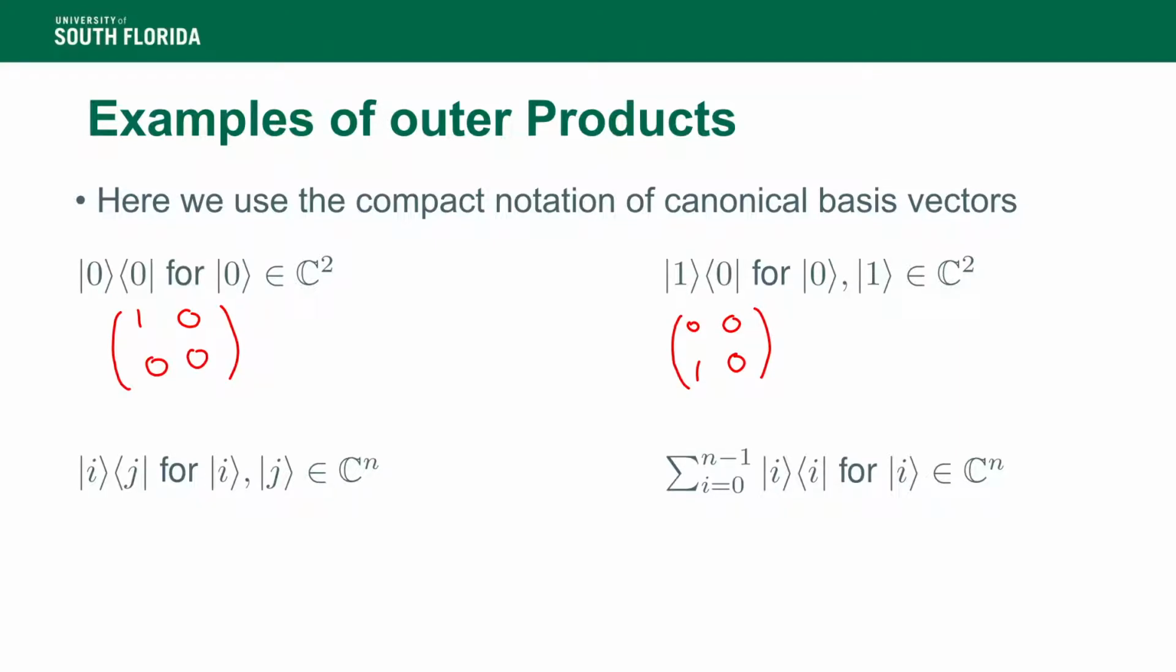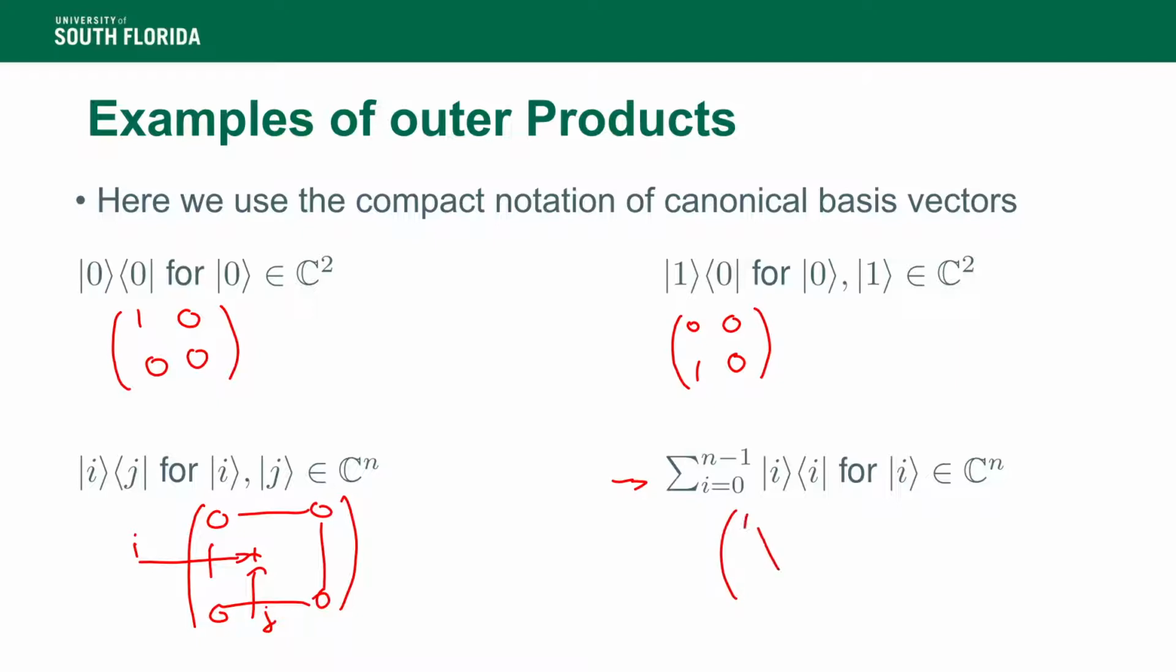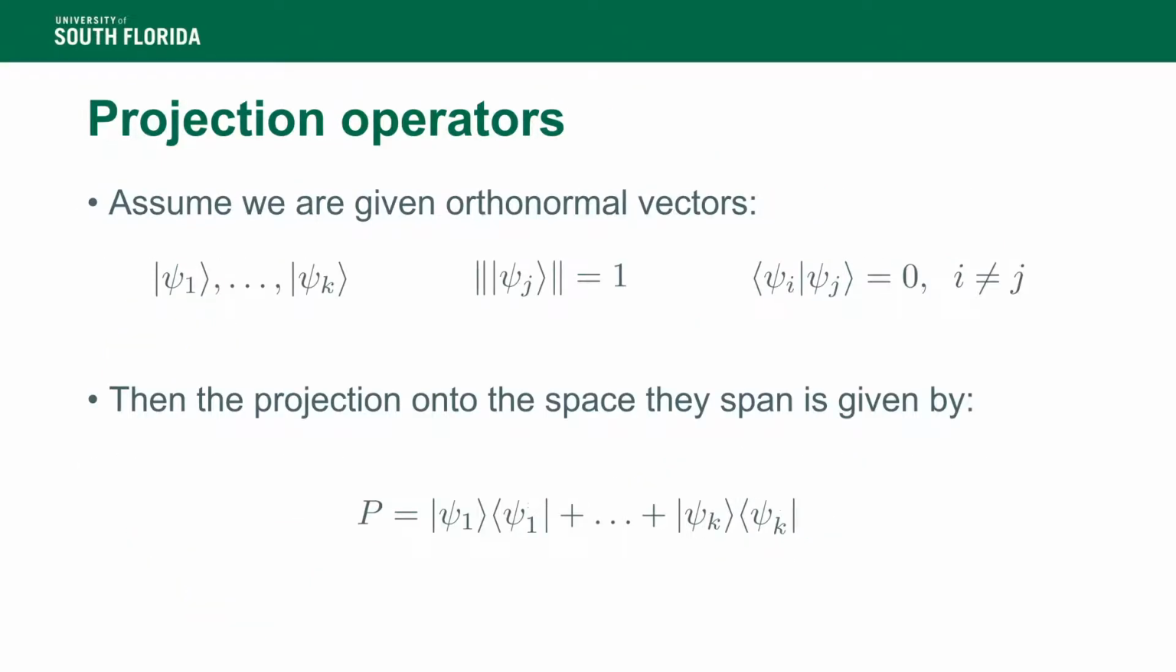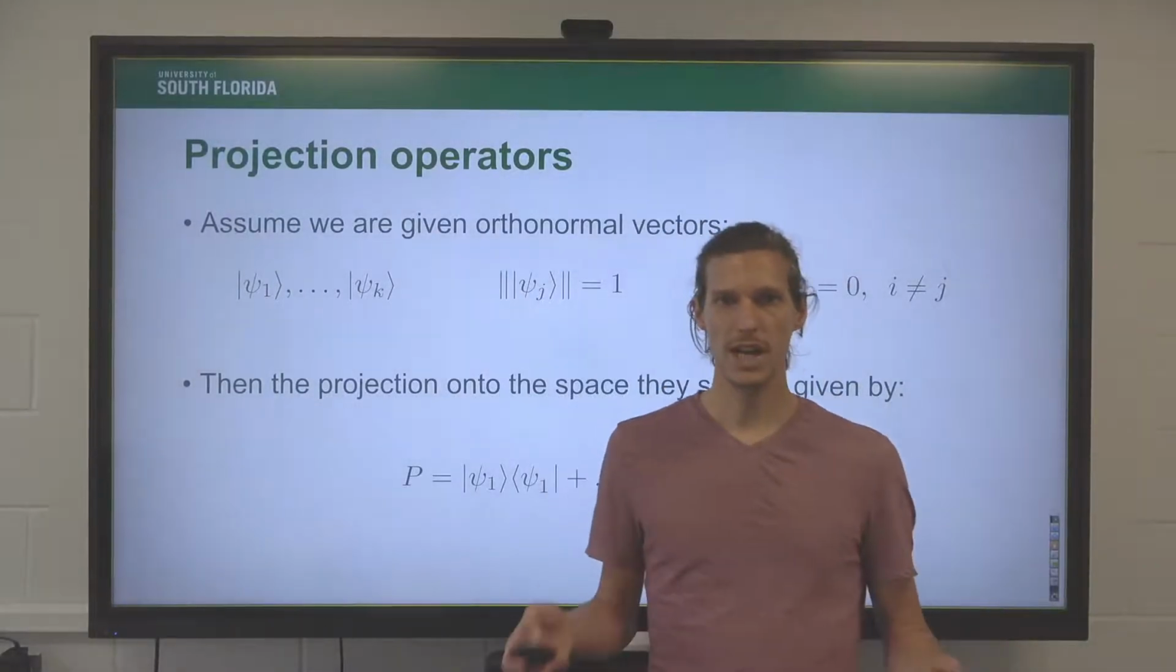And in general, |i><j| will give you a matrix with zeros everywhere, except for the entry that corresponds to the row number i and the column number j. And then if you write that down in C^n, what you're really writing down is simply the identity matrix, okay?